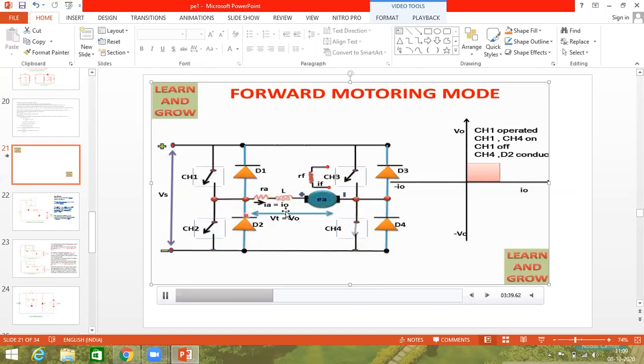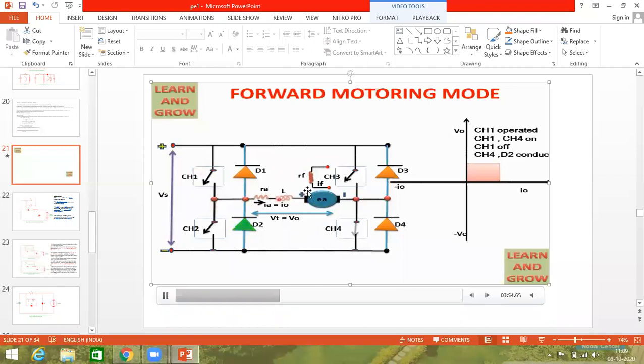Already this part we have done. I hope it is clear. Direction of current you have to write: L plus to motor, motor to CH4, CH4 to D2, D2 to the L minus. Now case 2 we are going to now. Okay. Now, okay, case 1 only.